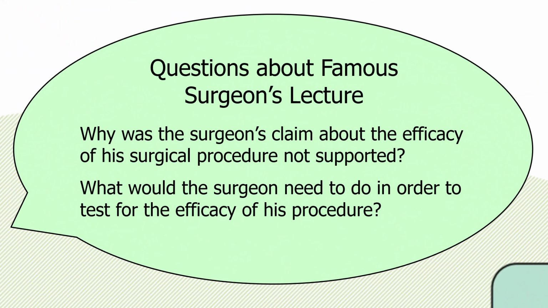What would the surgeon need to do in order to test for the efficacy of his procedure? Well, first, as we just said, he'd have to have a control group so he can compare results of, say, survival rates as the dependent variable between the two groups. But this chapter is about more than that as well.